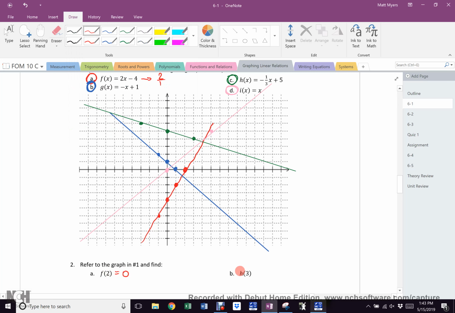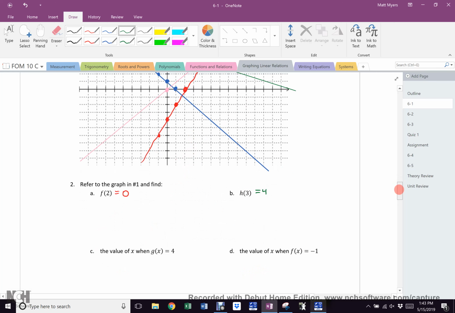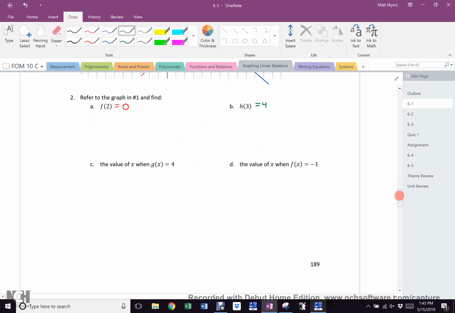Where should I be looking for B? The green line. Is that an X or a Y value? X. So I go out to 1, 2, 3. And I go up to the green line and I find it's right there. What is it? 4. Holy smokes. Is that an X or a Y value? Look again. That's a Y value.